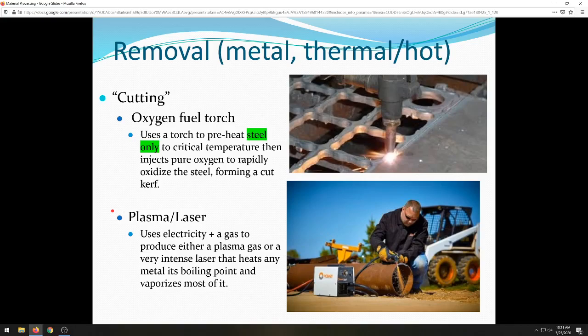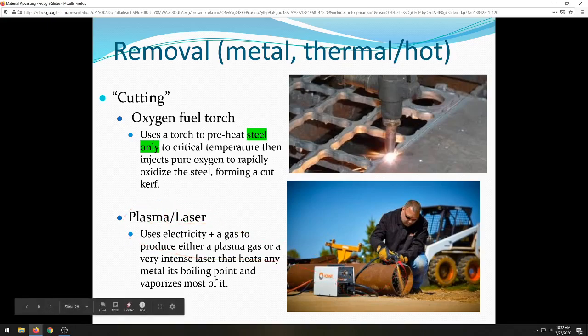But they use electricity and a gas. Lasers usually use CO2 or argon. Plasma cutters can use any compressed gas, usually any oxygen-rich compressed gas. Compressed air is always the best because it's easily accessible and cheap. It uses an electrical arc and gas to produce either plasma gas or a very intense laser that heats any metal to approximately its boiling point, then vaporizes it and blasts it out of the way with the gas. So again, you wouldn't see a handheld laser, just because they're too dangerous.